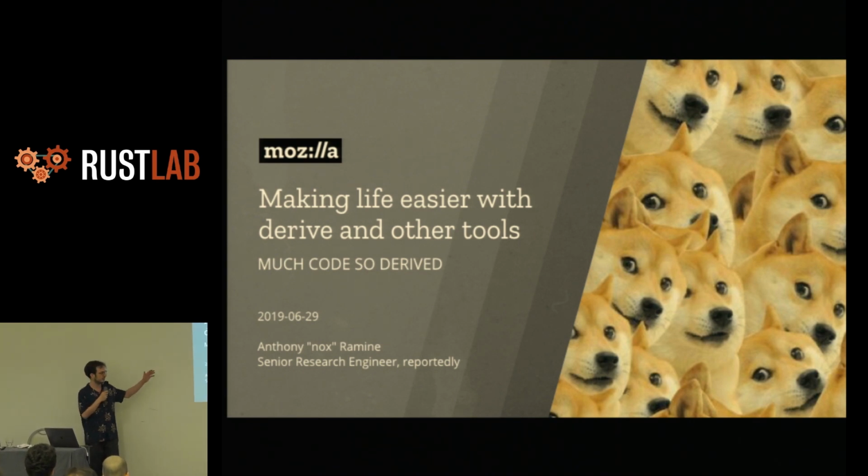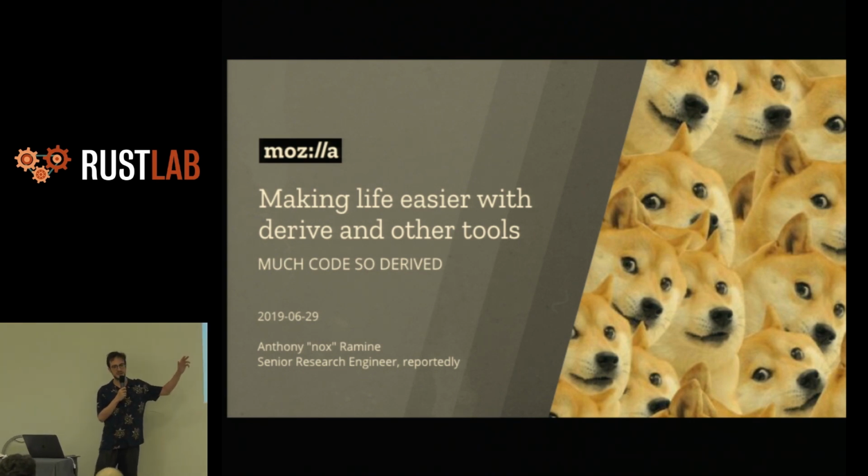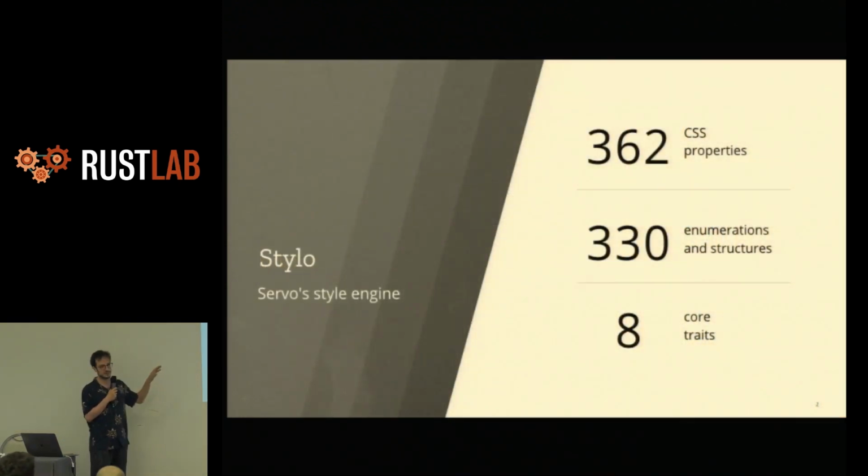Well, I continued afterwards, but the talk will be in two parts. I will first talk about Stylo, the styling engine in Servo, where we used a lot of Derive code, and the second part, I will be talking about it in the second part.